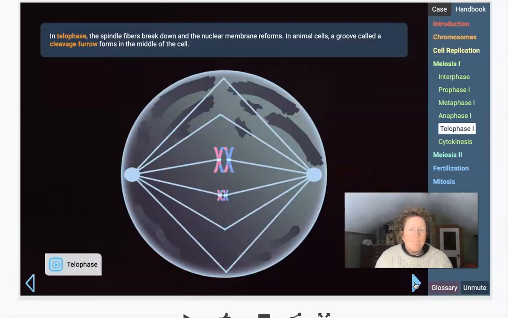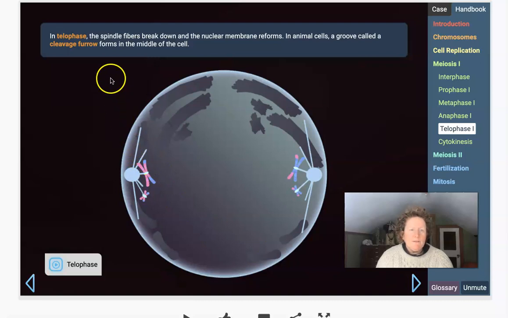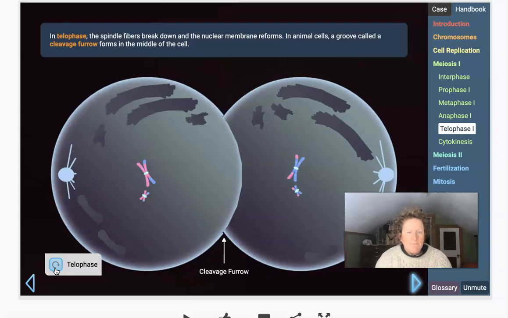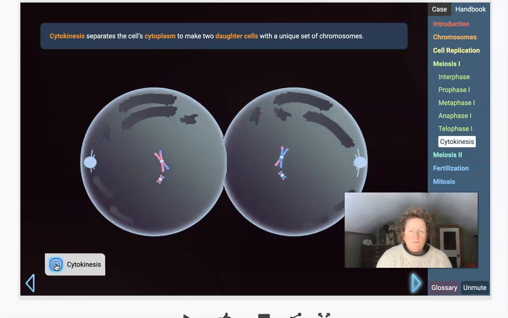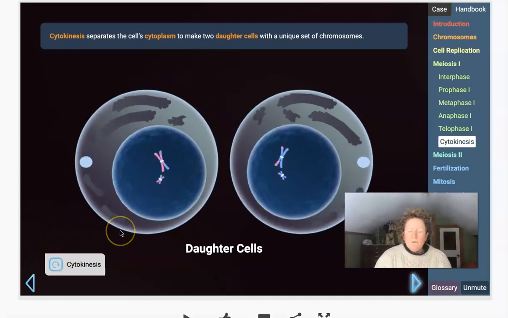In telophase, the spindle fibers break down. Things get pulled over to their own side. We now are back to chromosomes, not tetrads. And that's something that's different than mitosis. Get the cleavage furrow. And now you're 2N. And now we have to get those 2N cells down to 1N, one copy of each chromosome. We've got cytokinesis. Now we've done our first separation in meiosis.